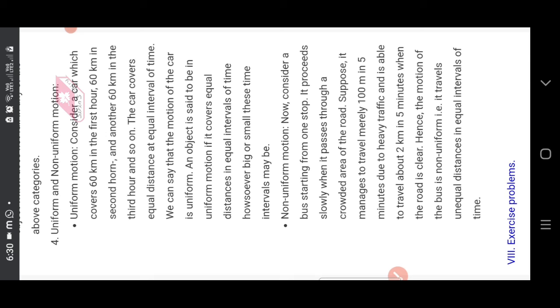Non-uniform motion. Now consider a bus starting from one stop. It proceeds slowly when it passes through a crowded area of the road. Suppose it manages to travel merely 100 meters in 5 minutes due to heavy traffic and is able to travel about 2 kilometers in 5 minutes when the road is clear. Hence the motion of the bus is non-uniform, that is, it travels unequal distance in equal intervals of time.